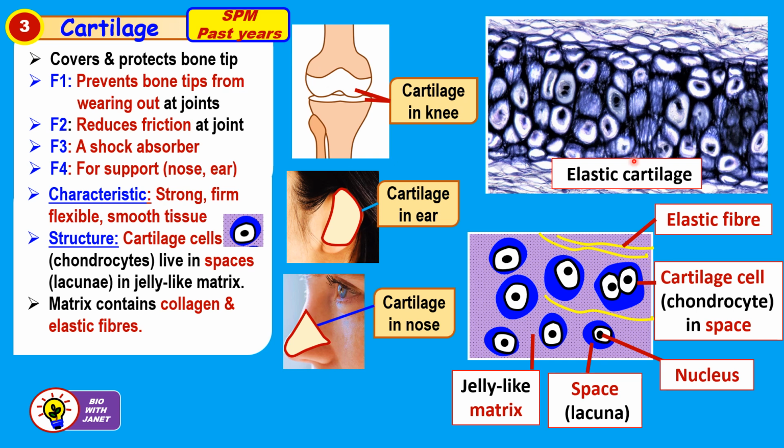Now look at the photomicrograph at the top here. You can see the white lacunae, the space where the cells are found. The black parts here are the cells. And then the matrix is quite dark here, and you can see long thin strands here, right? So these are the fibers such as collagen and elastic fibers.